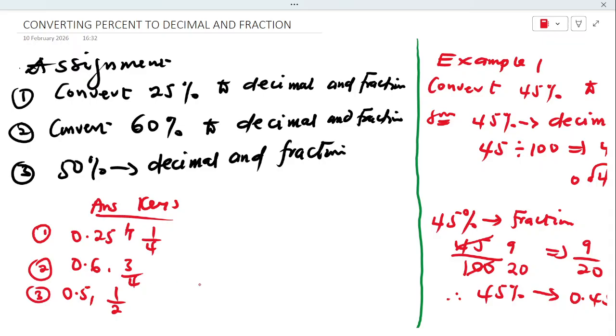And brethren or learners, I hope you can now confidently convert percent to decimals and fraction. Keep practicing, because regular practice helps you become a master of this conversion. And then follow the steps I have provided.